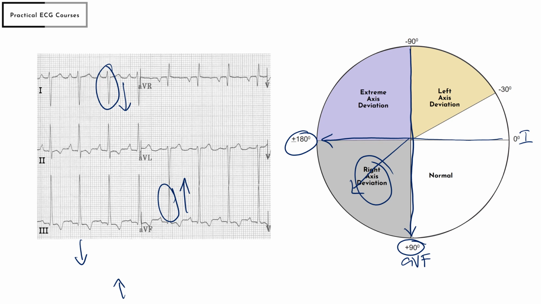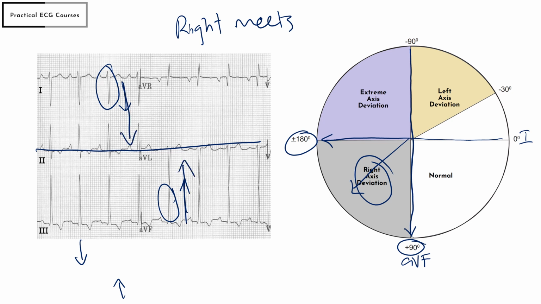A mnemonic for this is right meets. In right axis deviation, the vectors are traveling towards each other and will meet at some point. So right meets is the mnemonic for right axis deviation if you want a mnemonic. If you can remember the actual concept, well and good.